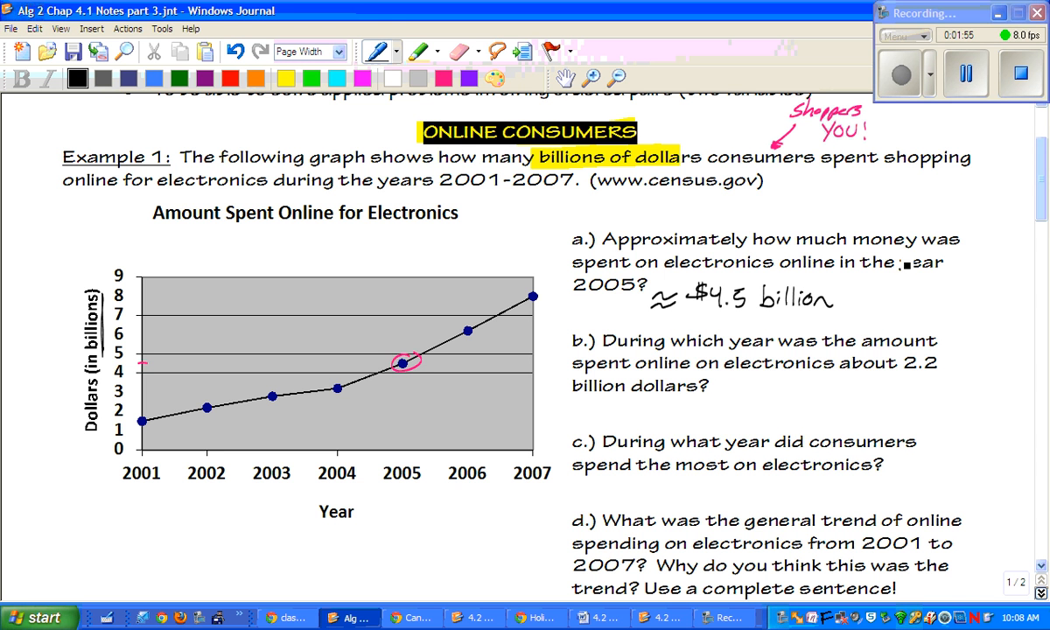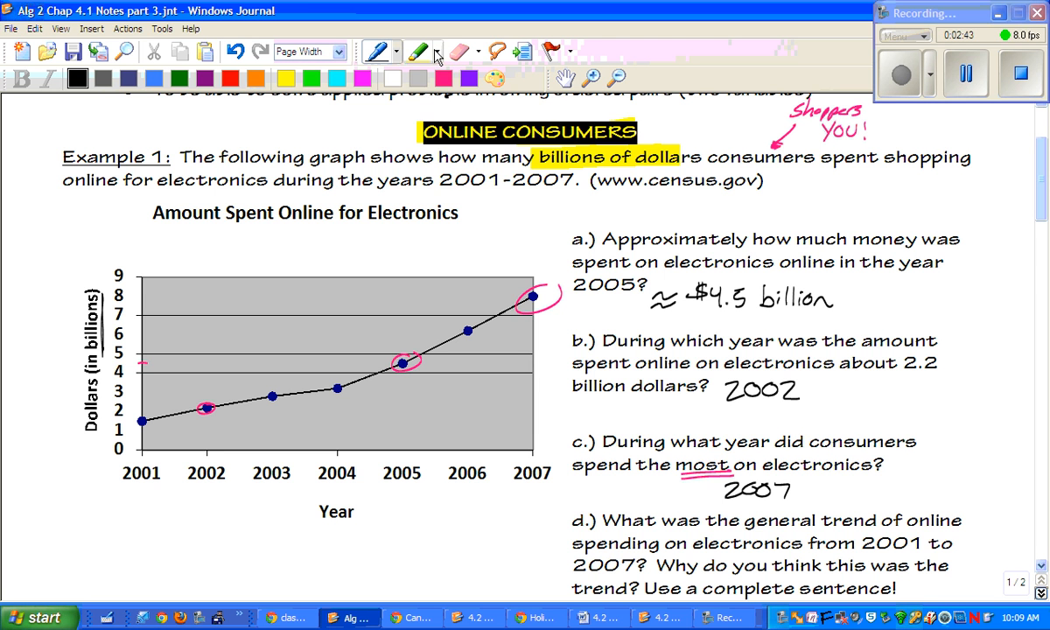Okay. Letter B says, during which year was the amount spent online on electronics about $2.2 billion? Okay, so over here, that's not 2.2, I'd say probably right around there, which is the year 2002. Okay, during what year did the consumer spend the, what's that next word? Most on electronics. Okay, where's the graph the highest? 2007.